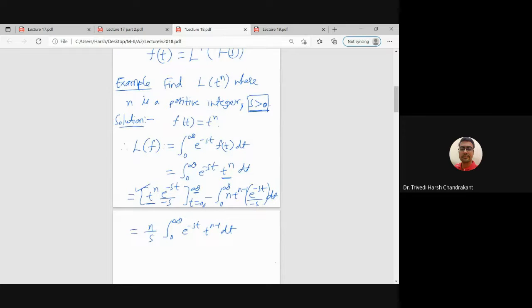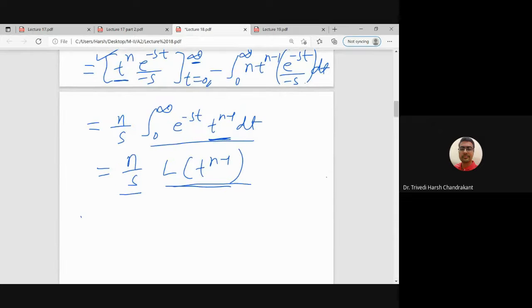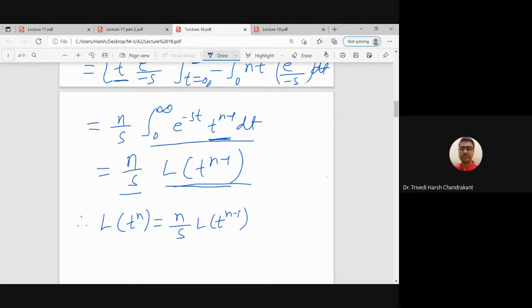So what we have done here is we wanted to find the Laplace transform of t power n, and what is this quantity? This is basically e power minus st times this function. So what is this function? The function is basically t power n minus 1. So this term is the Laplace transform of t power n minus 1. So what we proved is that the Laplace transform of t power n is n divided by s times the Laplace transform of one less power. So now we can use this iteratively. So let us write down shortly. What we get is the Laplace transform of t power n is n divided by s times the Laplace transform of t power n minus 1.